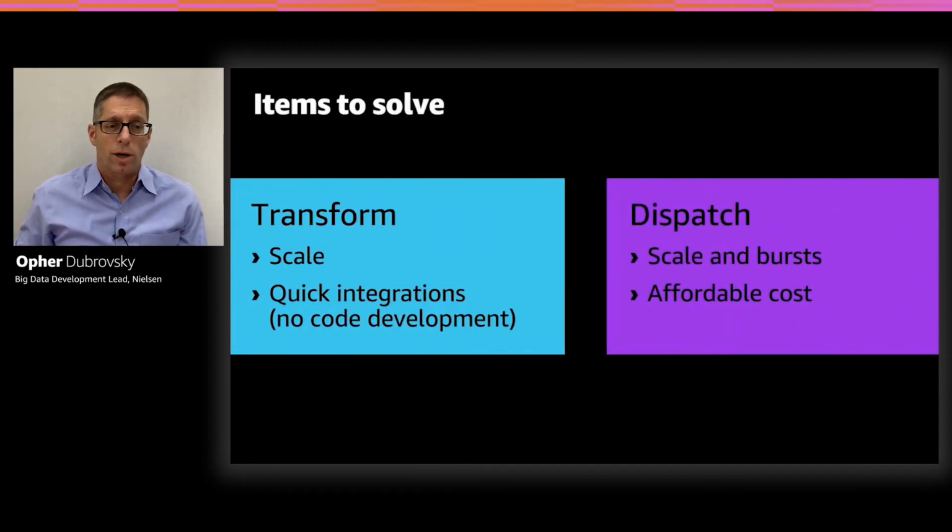On the transform, obviously we had scale as a big issue, but also quick integrations. Because we have so many partners and we constantly add more, we wanted this to be really quick and easy. On the dispatch side, especially because this is going over the internet and is a bit slower, we had to tackle scale and bursts of data, and it had to be at an affordable cost. If it was not cost effective, just because of the sheer scale, this would have been very expensive to run.